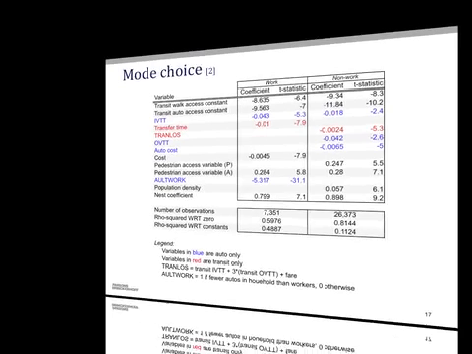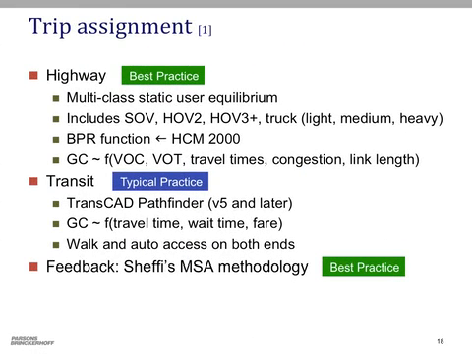improve it. When I look at trip assignment, on the highway side, I would say they have a best practice model. They use a multi-class static user equilibrium assignment that includes the purposes you see there. And one of the neat things about it is that their link capacity functions are based on the flow densities and speed flow relationships that you find in the 2000 Highway Capacity Manual, rather than the default values that date all the way back to the Shirley Freeway in the late 1950s.